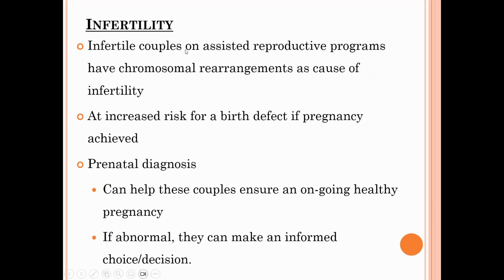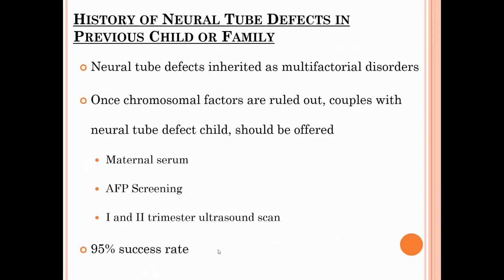Then infertility also needs prenatal diagnosis. Infertile couples on assisted reproductive programs who have chromosomal rearrangement as a cause of infertility are at increased risk for a birth defect in pregnancy if achieved. Prenatal diagnosis can help these couples ensure an ongoing healthy pregnancy, or if there is an abnormality, they can make an informed decision whether to continue or terminate.